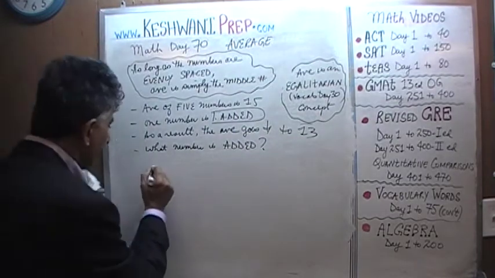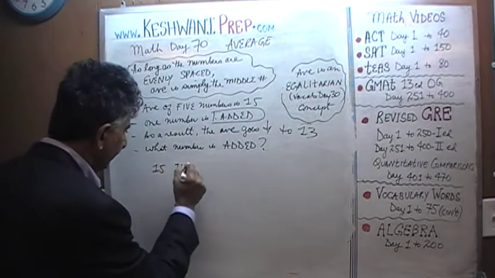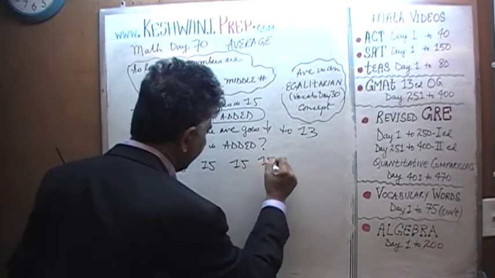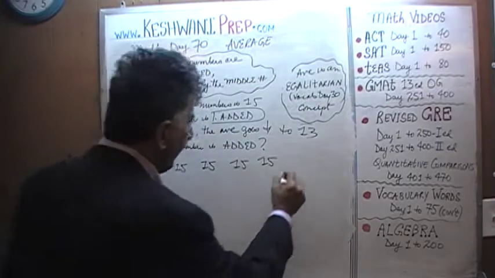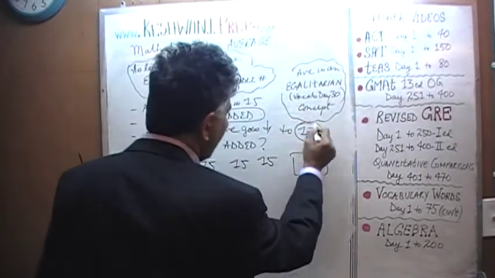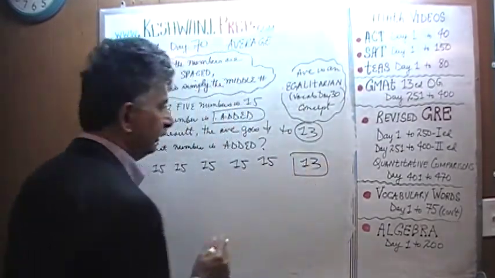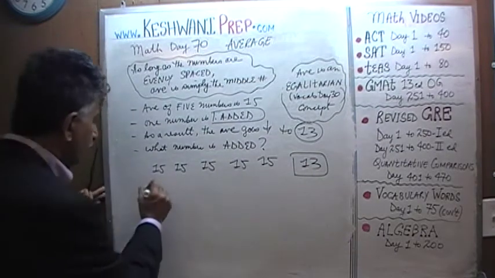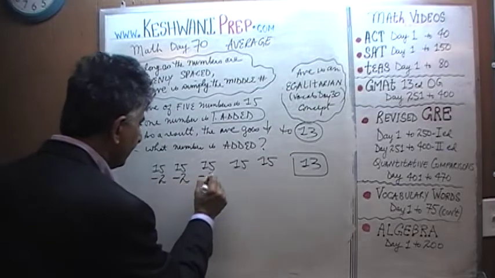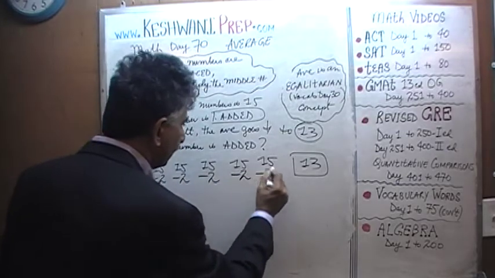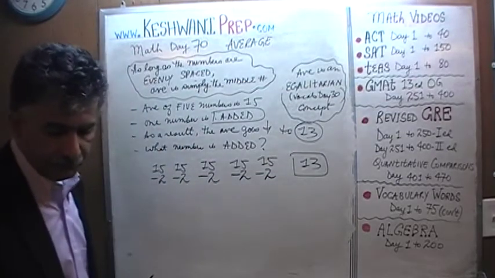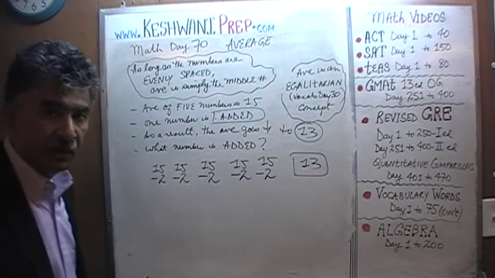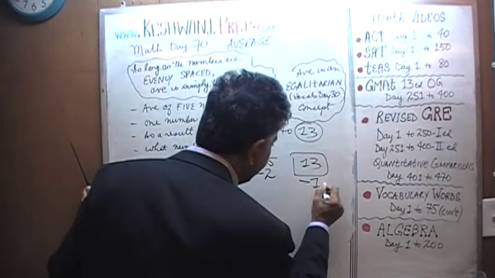Very simple. We have five numbers, 15, 15, 15, 15, and 15. And then we're going to add a number so that the average drops down to 13. So let's make it 13. All of these numbers need to be 13 as well. We need to take away 2 from this guy, 2 from that guy, 2 from this guy, 2 from this guy, and 2 from this guy. We have to take away 1, 2, 3, 4, 5. We have to take away 10.